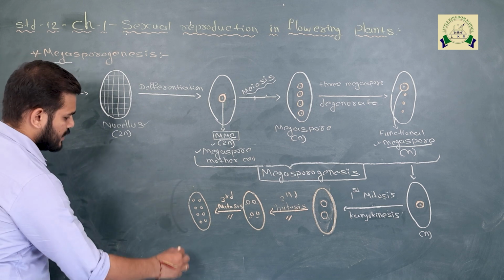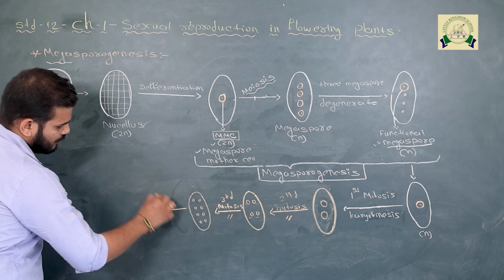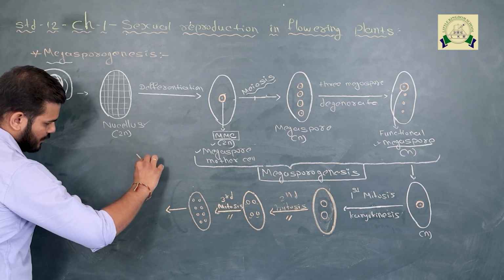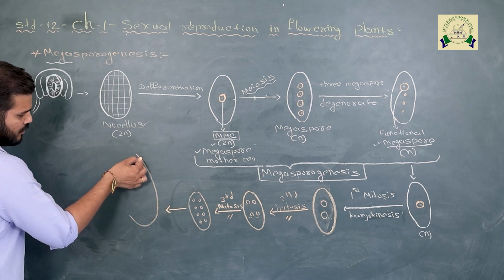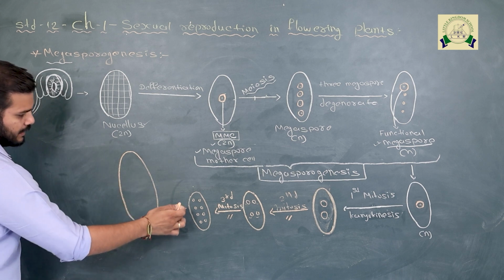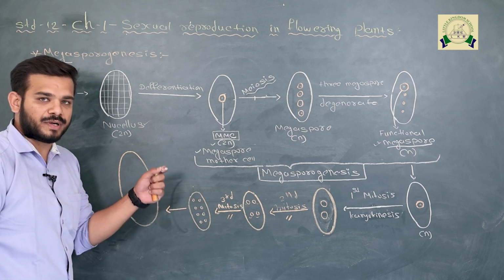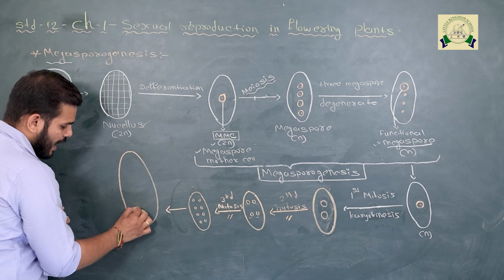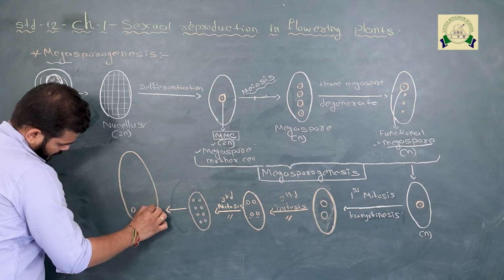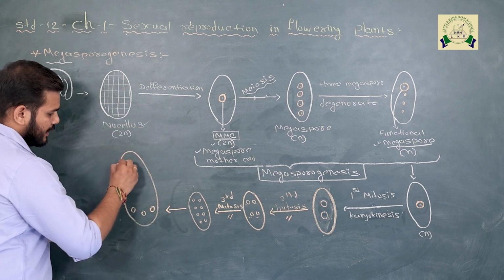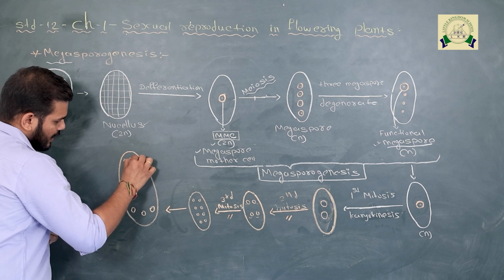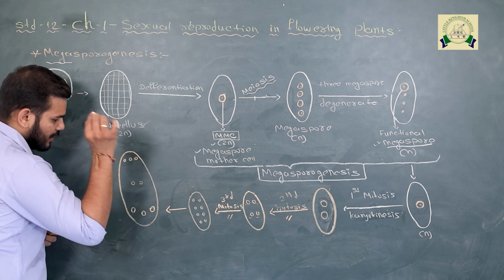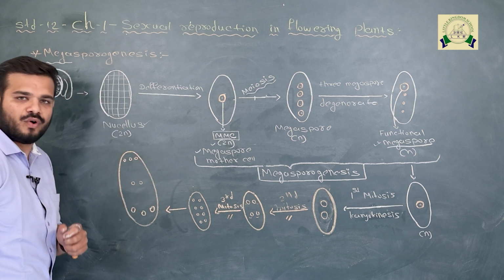Now what happened? See, all these 8 nuclei rearrange themselves in a particular manner. From these 8 nuclei, 3 nuclei come to the base, 3 nuclei come to the tip or top part, and 2 nuclei remain in the center. It's arranged like this.